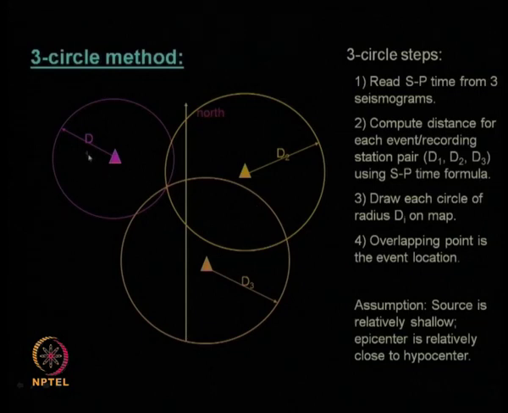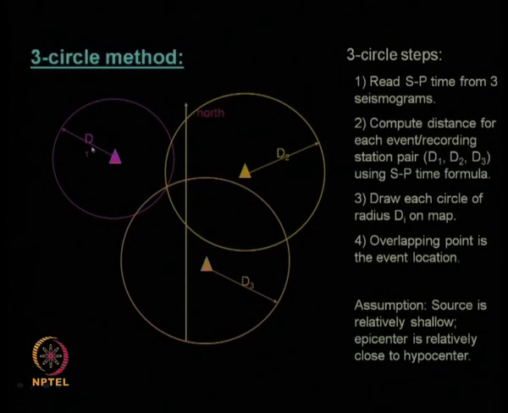That means from seismograph station 1, you have to draw a circle with a radius of d1. Why? Because whatever earthquake excitations this seismograph station has recorded, it shows that the epicenter is at a distance of d1 from this point. Now, in which direction, we do not know. That is the reason why we have drawn a circle.